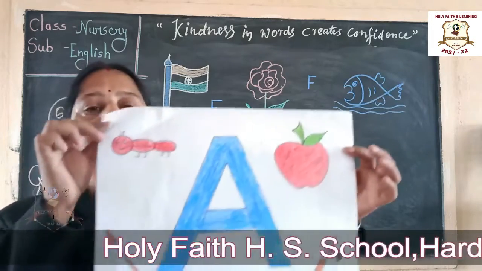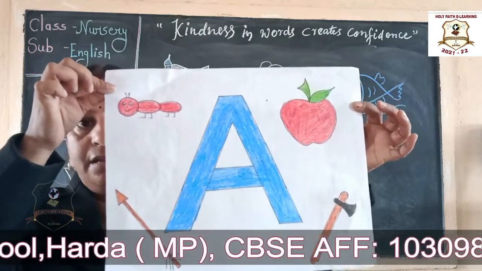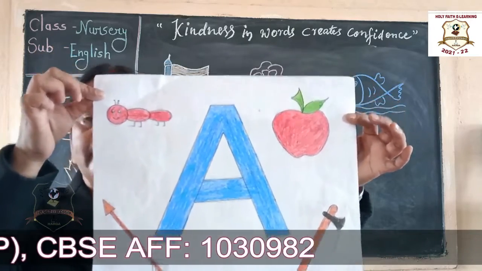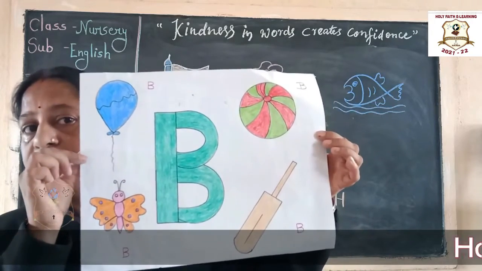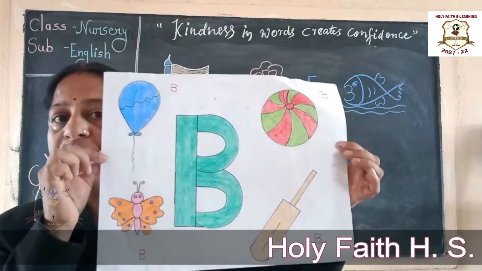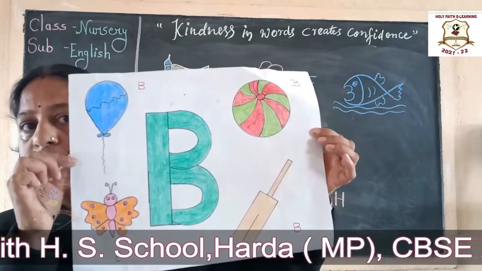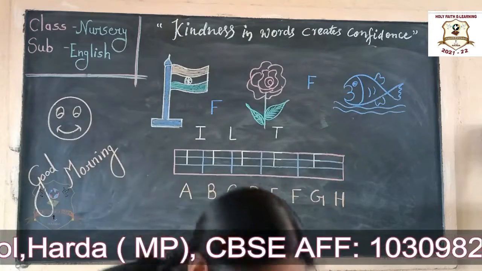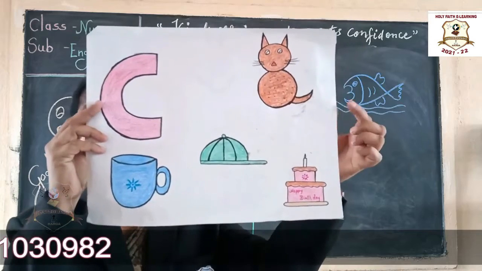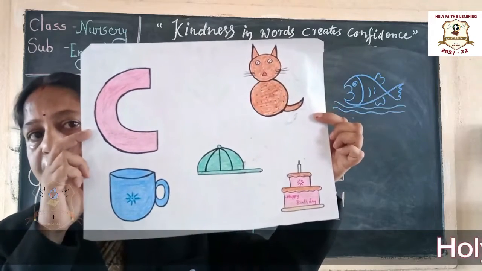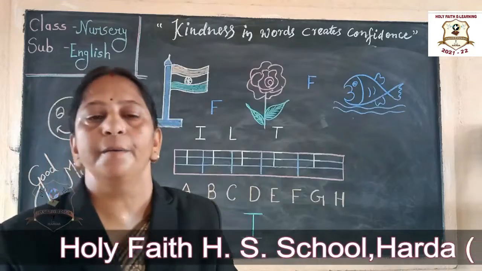This is letter A. And sound of A is F. Then this B. Which letter is this? B. And sound of B is B. Then C. Which letter is this? C. Sound of C is K.